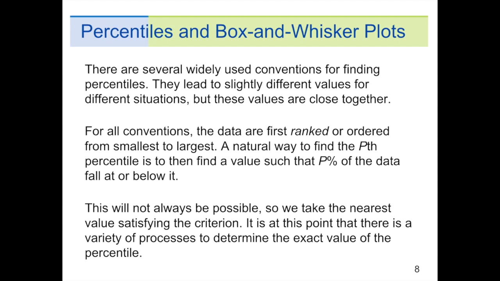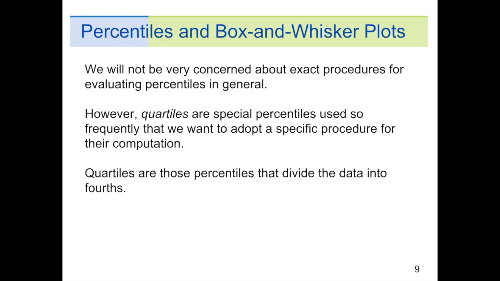For all conventions, the data are first ranked and ordered from smallest to largest. A natural way to find the pth percentile is to then find a value such that p% of the data fall at or below it. This will not always be possible, so we take the nearest value satisfying the criterion. It is at this point that there is a variety of processes to determine the exact value of the percentile. We will not be very concerned about exact procedures for evaluating percentiles in general.